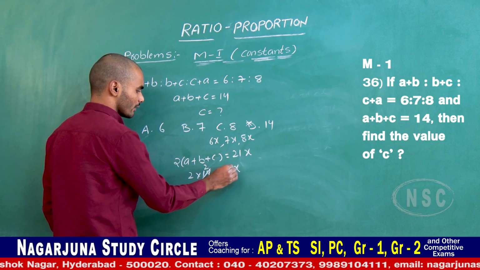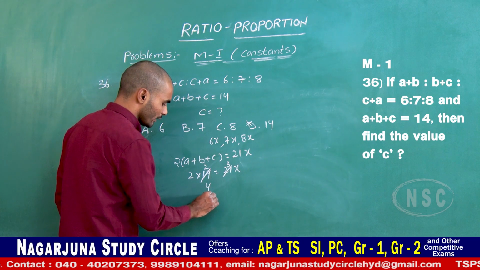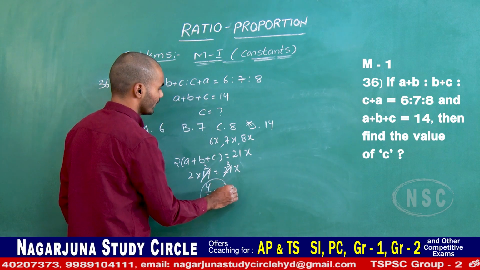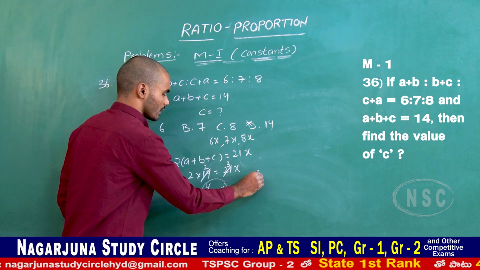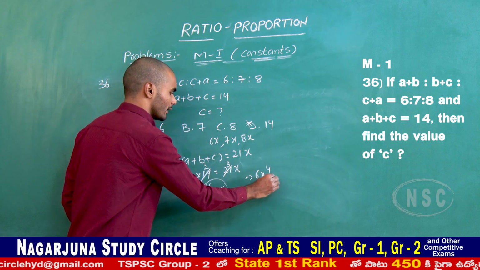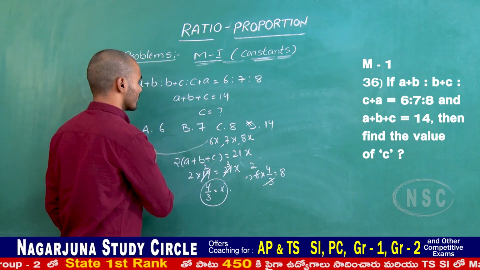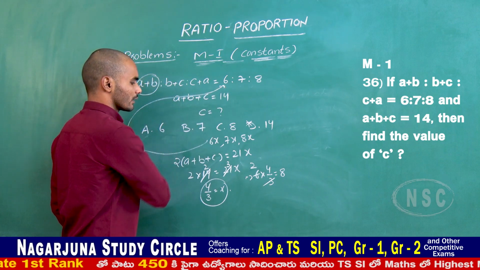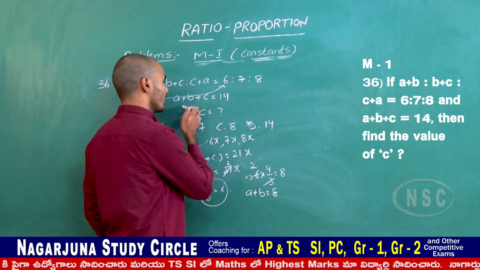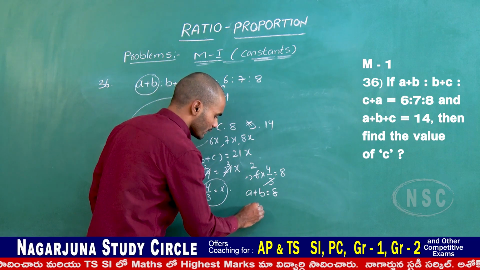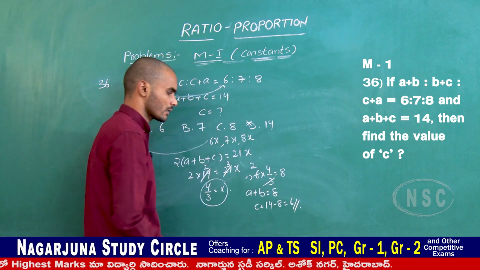7 twos are 14, 7 threes are 21. It means the value of x is equal to 4 by 3. Just observe this. Value of 6x means 6 into 4 by 3. The 3 cancels 2 times, 2 fours are 8. 6x is the value of A plus B. A plus B is equal to 8. Then A plus B plus C is equal to 14, so C is equal to 14 minus 8, which is 6. This is the answer. Okay.